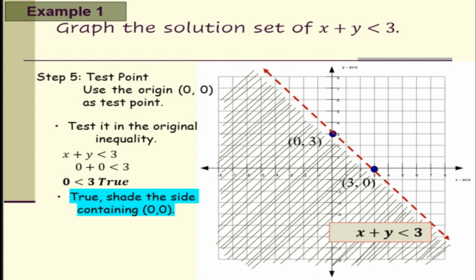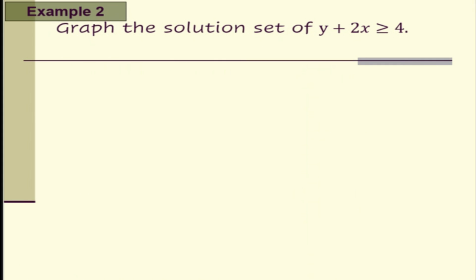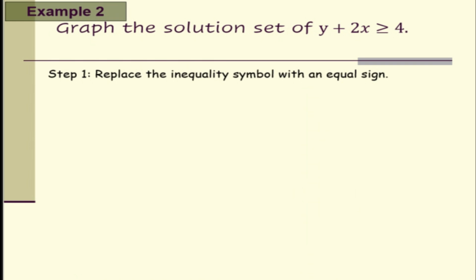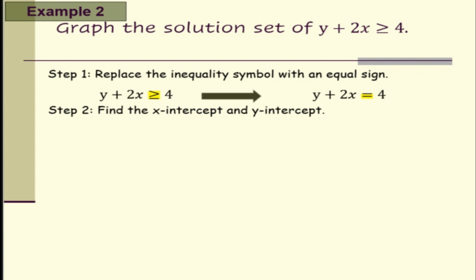For example number 2, graph the solution set of y plus 2x is greater than or equal to 4. Step 1, replace the inequality symbol with an equal sign. Our original inequality y plus 2x is greater than or equal to 4 becomes y plus 2x is equal to 4. Step 2, find the x-intercept and y-intercept.